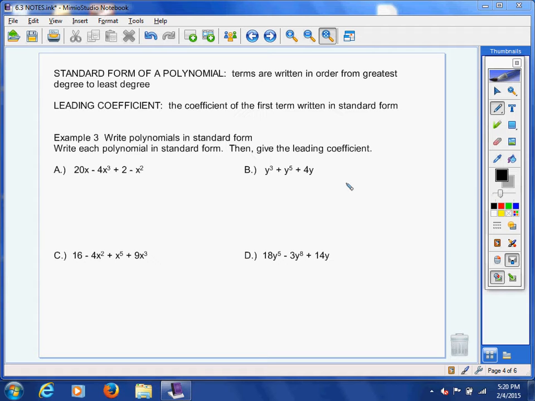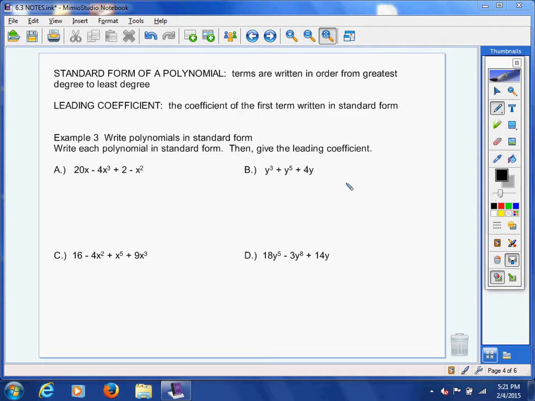So standard form of a polynomial, all that means is you are writing the terms in order from their greatest degree to the least degree. That's all you're doing. A leading coefficient is the number in front of the very first term that's written in standard form. Not necessarily the first coefficient you see, but it's the first coefficient after your polynomial is in standard form. Okay, so that's a very important distinction about leading coefficient.